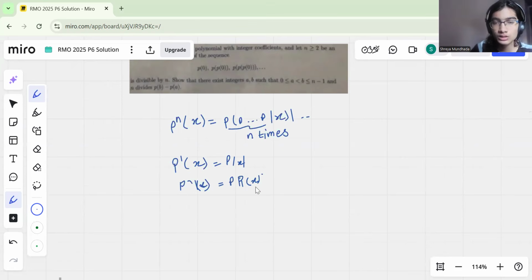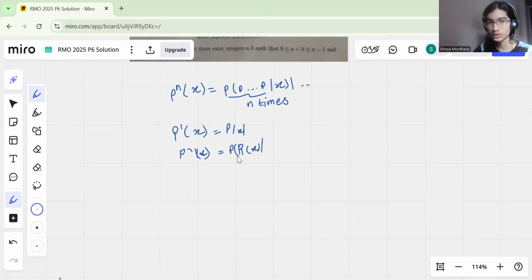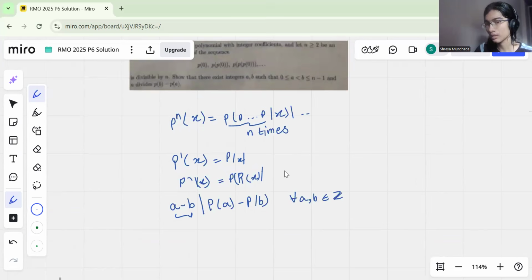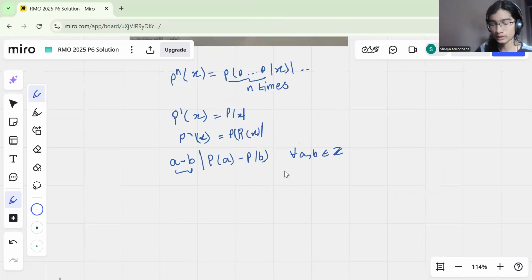Okay. So the key lemma which we use is that if p is a polynomial with integer coefficients, then a minus b divides p of a minus p of b for all integers a and b. So you can think about this as, if you're going mod a minus b, then it respects the condition, because all the things which we do in polynomials respect modular arithmetic.